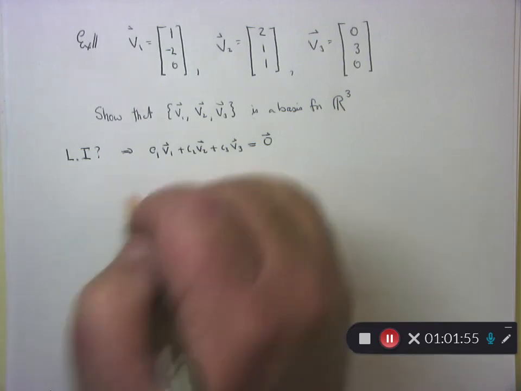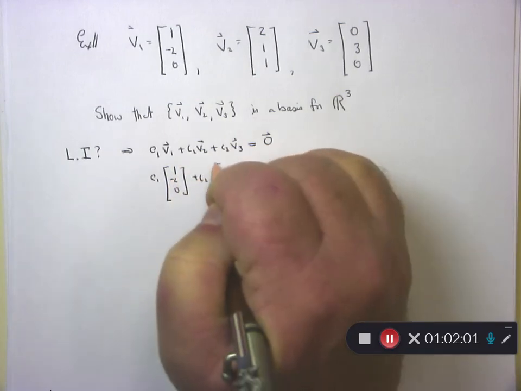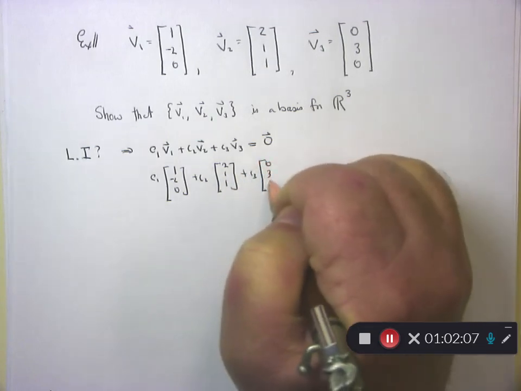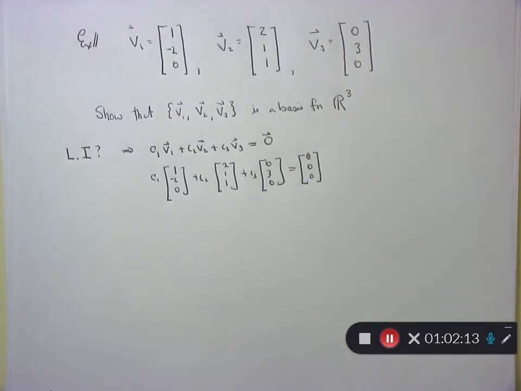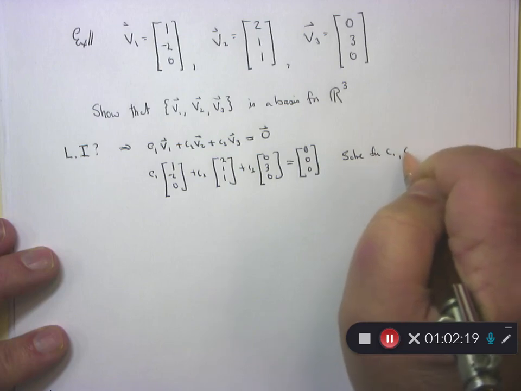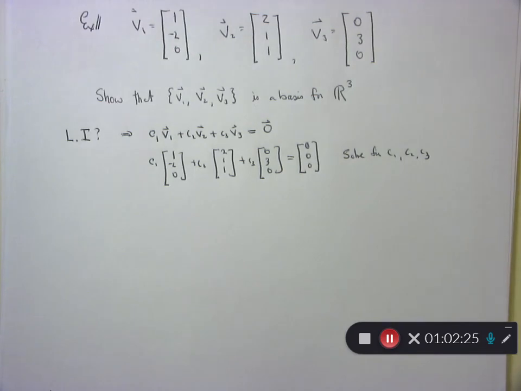So, this means that C1 times the vector 1, negative 2, 0, plus C2 times the vector 2, 1, 1, plus C3 times the vector 0, 3, 0, has got to be equal to the 0 vector. You with me? 0, 0, 0. Now, what I want you to do is solve for C1, C2, and C3. How would you do that? Based upon all the stuff we've covered, two-thirds of the way through the semester here, how would you solve for C1, C2, C3? Augment a matrix, right.